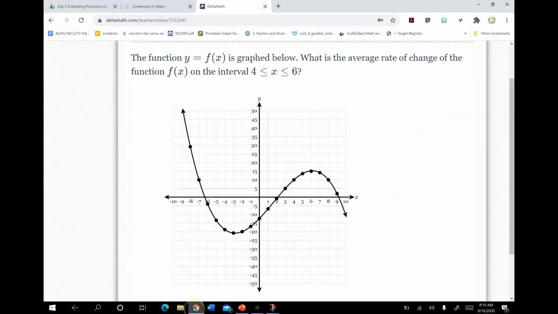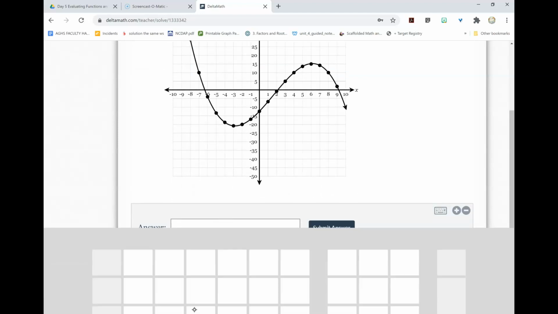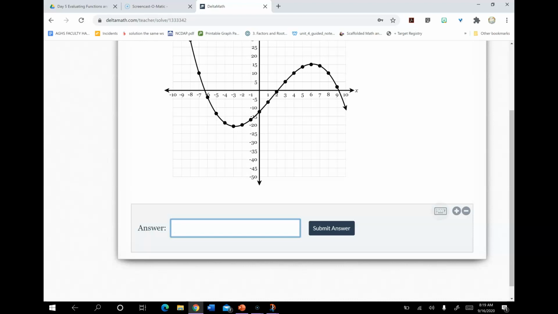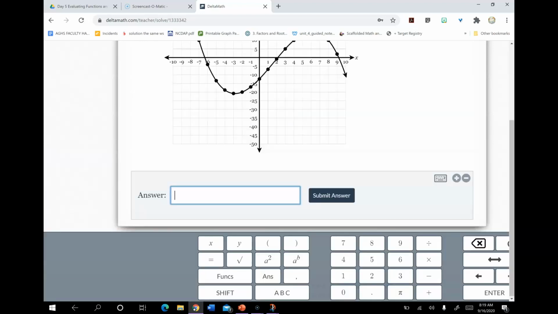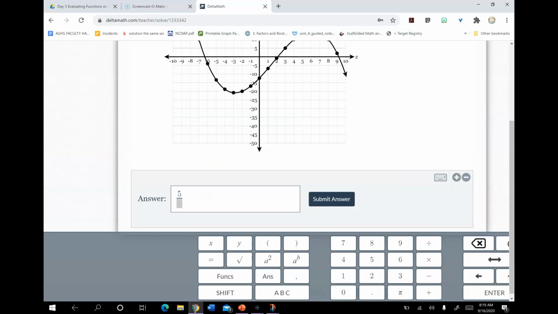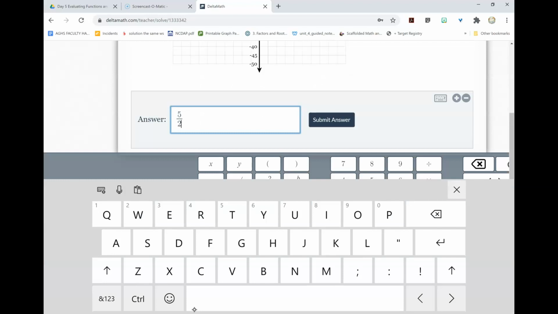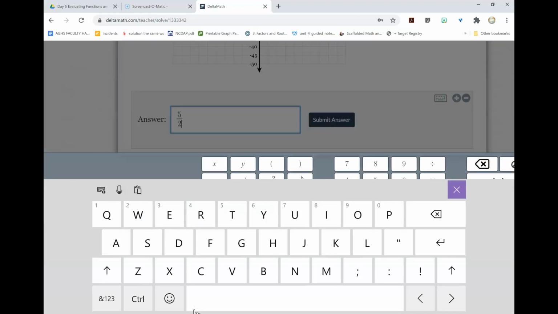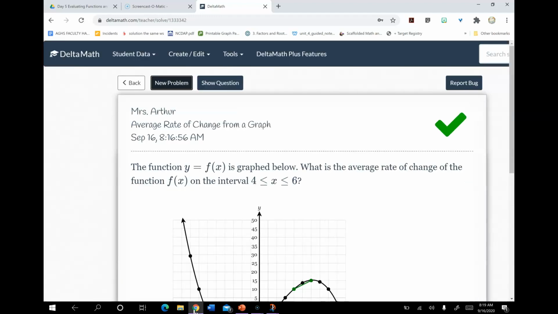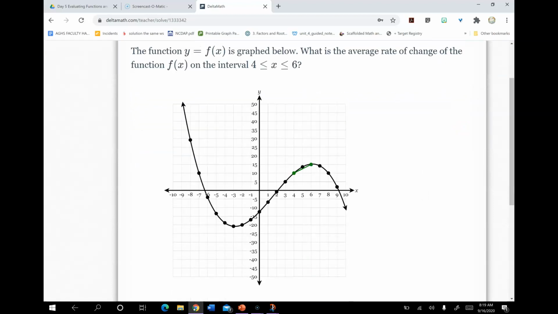All right? So come over here. We come to our answer. And when you're doing fractions, just hit the division button. You're going to say 5 divided by, see how it creates it for you? Okay, 2. All right. So we hit submit. Fingers crossed. Yes. We got it right, guys. All right. So, see, it's showing you right there.